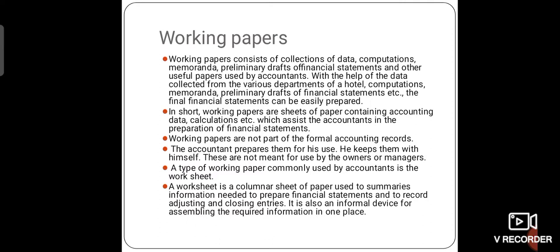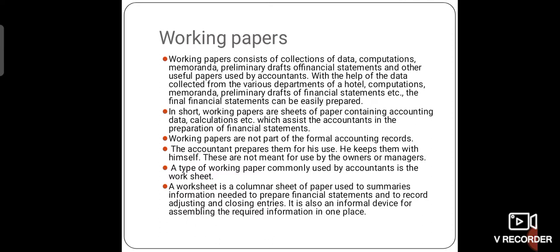Next, we'll see, with a small topic, what working papers are. Working papers consist of collections of data, computations, memoranda, preliminary drafts of financial statements and other useful papers used by accountants. With the help of the data collected from the various departments of a hotel, computations, memoranda, preliminary drafts of financial statements, etc. can be easily prepared. That means the various papers with which an accountant works, so that it makes it easier for him to prepare the financial statements and other documents.